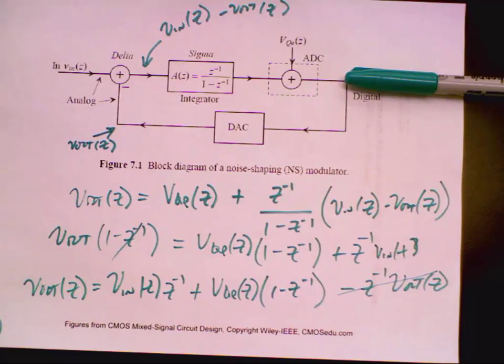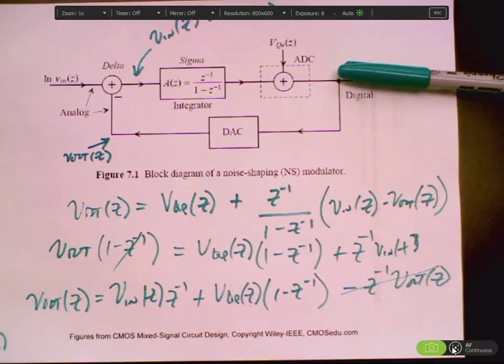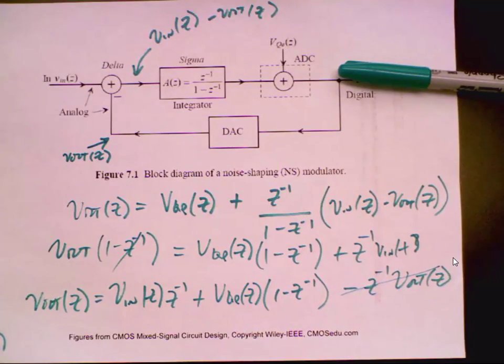Okay, so tell me, how about Wenlan? Tell me, interpret this equation. How does the input appear at the output? Yeah, with the delay. And then the output noise is? What happens to the quantization noise? What is the modulation noise in the output? What am I doing to the quantization noise?